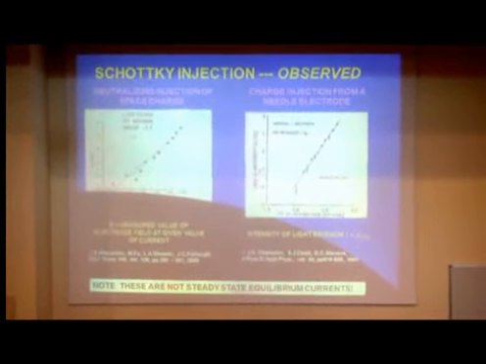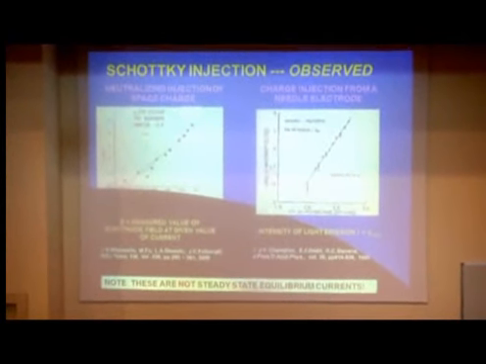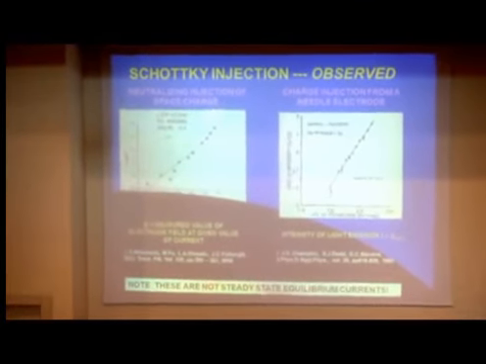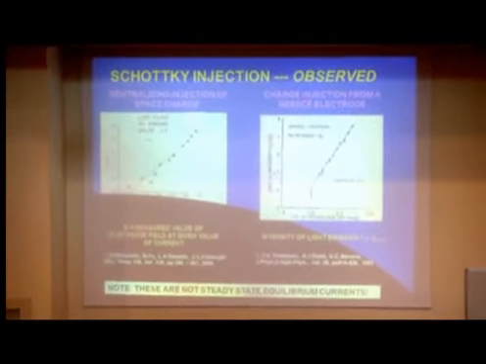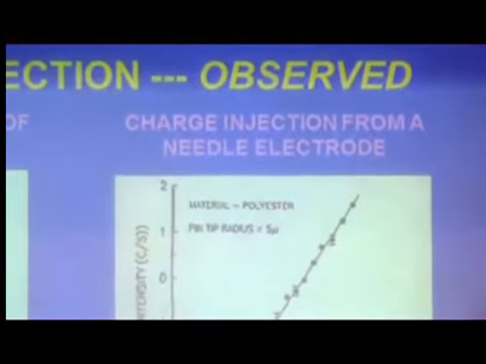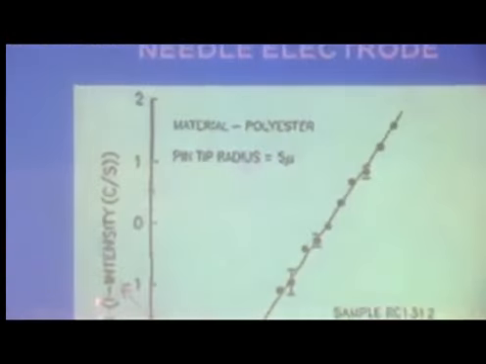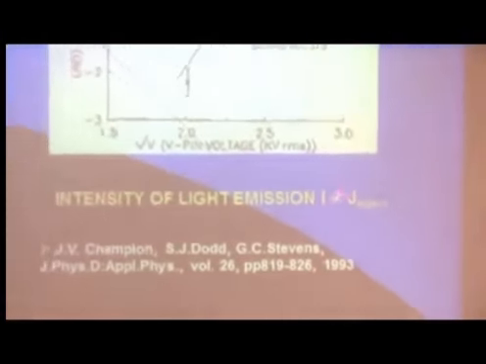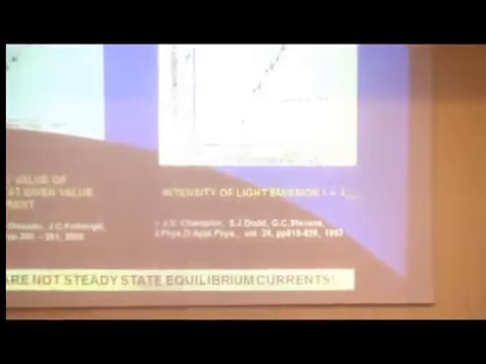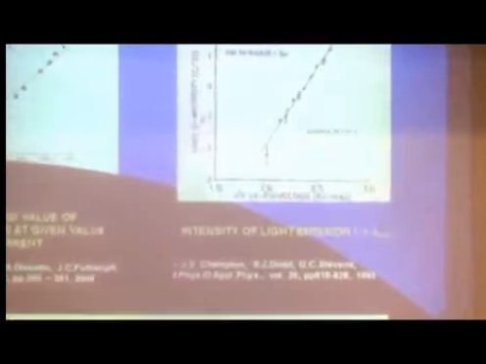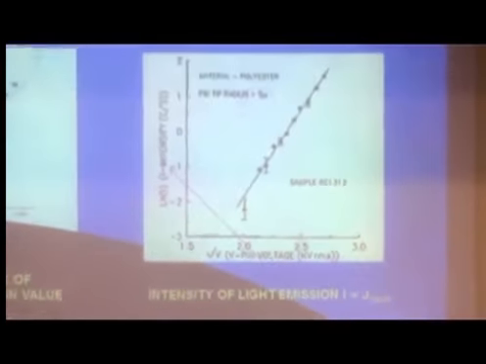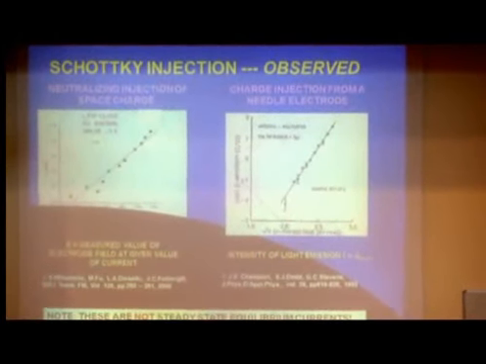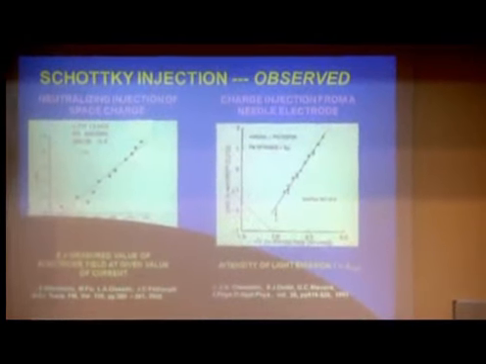That kind of evidence has been found by other workers in cross-linked polyethylene cable and in a high-density polyethylene in 1986 by Yasuo Suzuki. So it's reasonably well attested. Here we have charge injection from a needle electrode into polyester. We're plotting not the log of the current, but the log of the light intensity, the light emission, because we know that that's proportional to the injected current. We don't know the space charge, so we're plotting the square root of the voltage. But we've got a very good straight line. This is a region of field where we would expect Schottky injection to occur. But of course it does produce space charge. These are not steady state equilibrium currents.